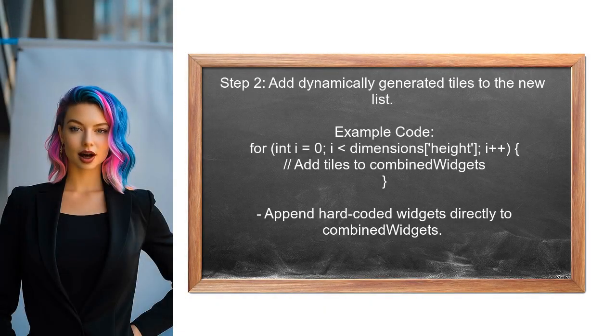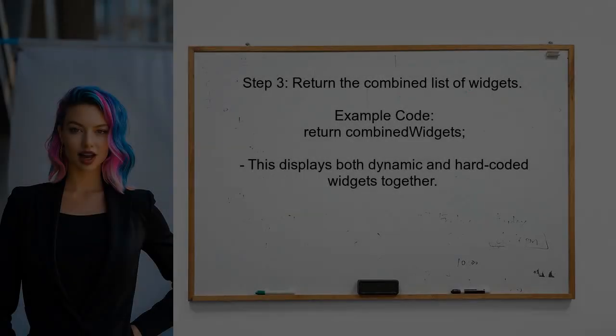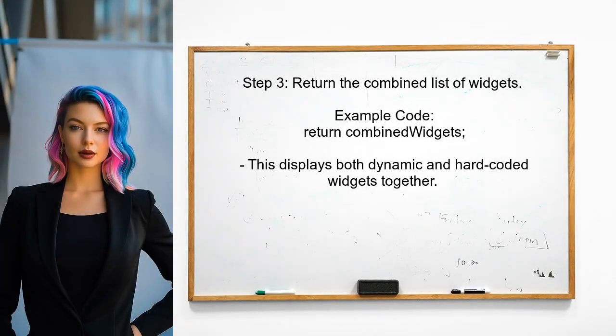Next, while building the grid, the user can add the dynamically generated tiles to this new list. After that, they can append the hard-coded widgets directly to the same list. Finally, when returning the list of widgets, the user can simply return this combined list. This way, both the dynamic and hard-coded widgets will be displayed together seamlessly.